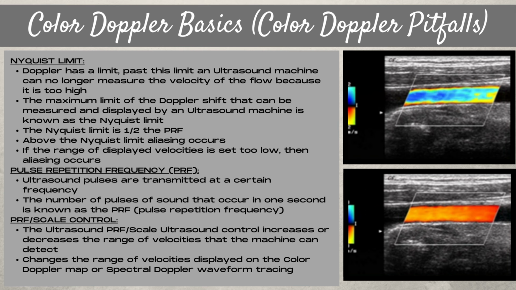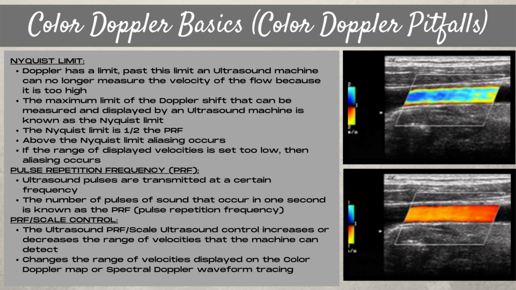First, let's explore the Nyquist limit. Doppler has a limit, and past this limit, an ultrasound machine can no longer measure the velocity of the flow because it's too high. The maximum limit of the Doppler shift that can be measured and displayed by an ultrasound machine is known as the Nyquist limit, and the Nyquist limit is half of the PRF. Above the Nyquist limit, aliasing occurs. If the range of displayed velocities is set too low, then aliasing occurs.